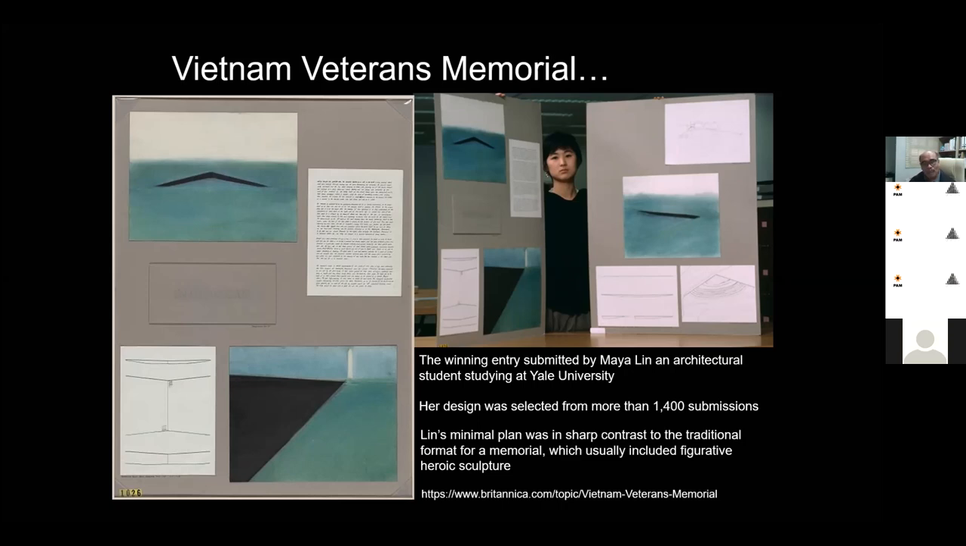But her plan was minimal: no built structures, no statues, only a cut that represents the wound that never healed. Her minimal plan was in sharp contrast to the traditional format for a memorial, which usually included a figurative heroic sculpture. Of course, at that time, there were a lot of controversies and objections from the traditionalists, but somehow they agreed to proceed with the design. And she had to work with a registered architect to make her design into reality.